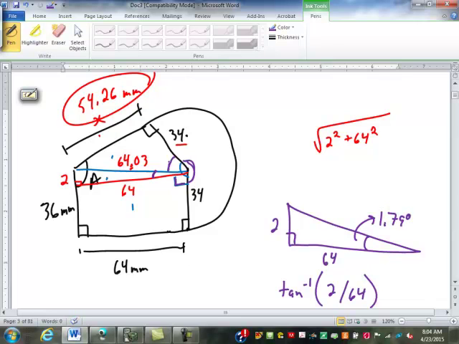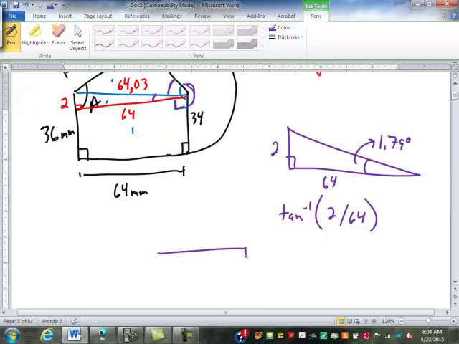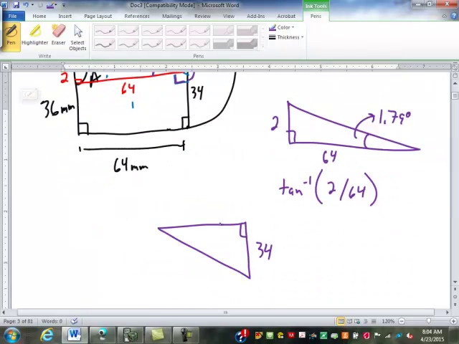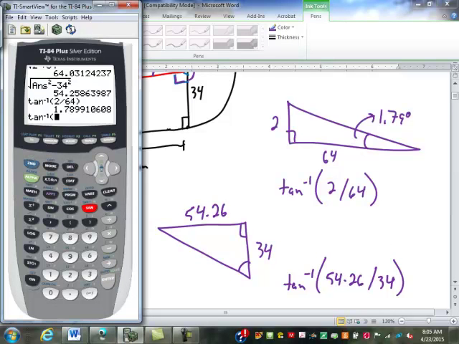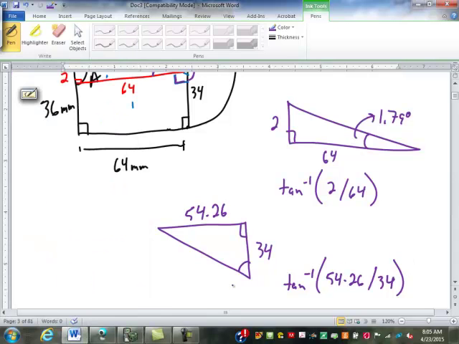And then this angle up here, we have 34 here, and this was 54.26. So this angle is going to be the inverse tangent of, perfect, 54.26 over 34. Inverse tangent, 54.26 divided by 34. 57.93. So we have 57.93 degrees, 1.79 degrees, and 90 degrees.